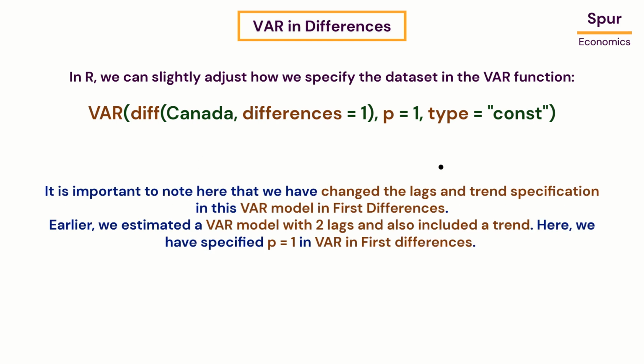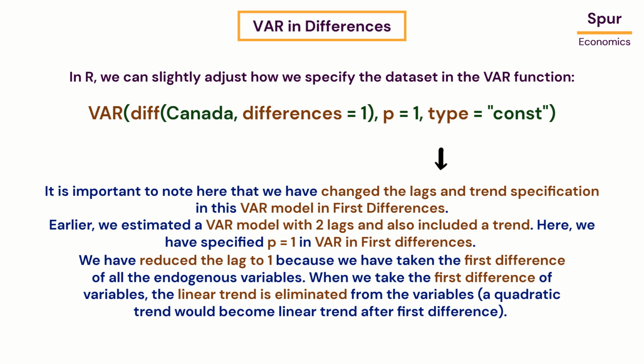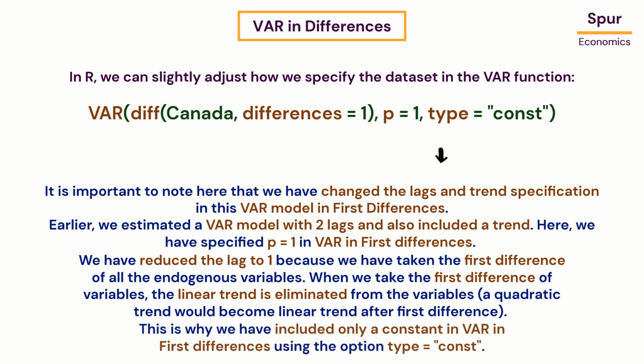It is important to note here that we have changed the lags and trend specification in this VAR model in first differences. Earlier, we estimated a VAR model with 2 lags and also included a trend. Here, we have specified p equals 1 in VAR in first differences. We have reduced the lag to 1 because we have taken the first difference of all the endogenous variables. When we take the first difference of variables, the linear trend is eliminated from the variables. This is why we have included only a constant in VAR in first differences using the option type equals const.